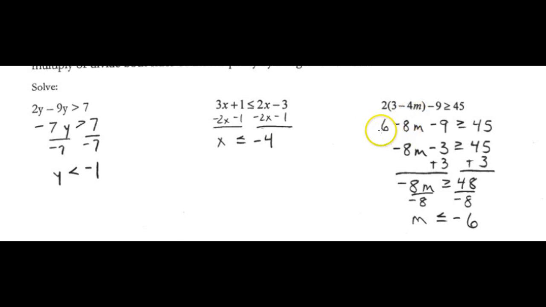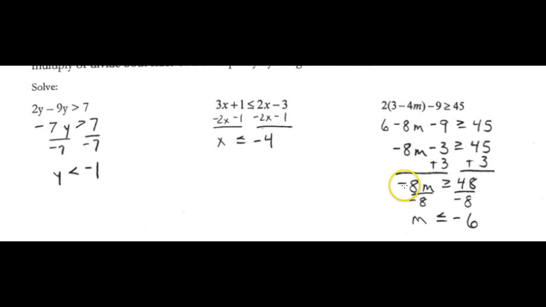Eliminate the parentheses using the distributive property. 2 times 3 is 6. 2 times the negative 4m is negative 8m. Minus 9 is greater than or equal to 45. We need to combine like terms. 6 minus 9, that gives us a minus 3. Then we're isolating the m. We add 3 to both sides. We have negative 8m is greater than or equal to 48.